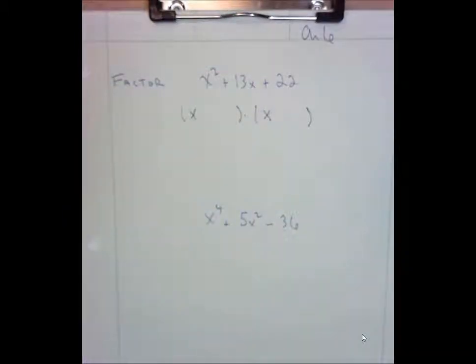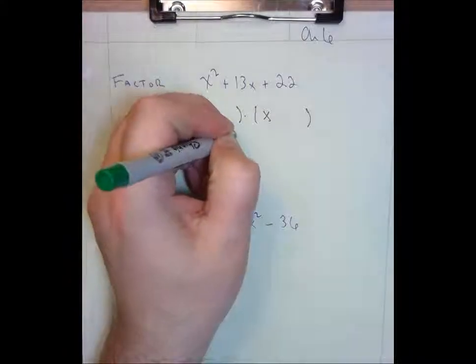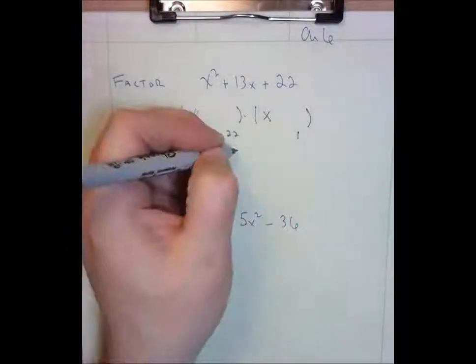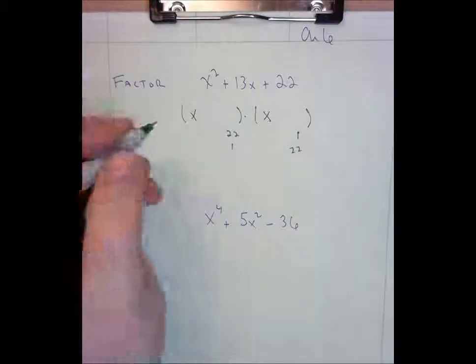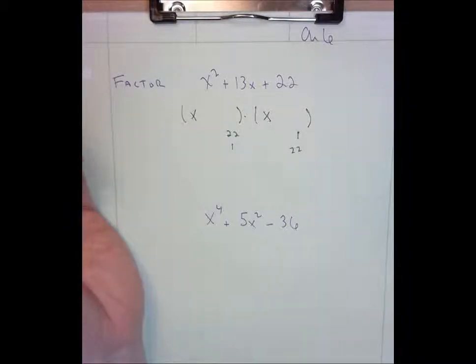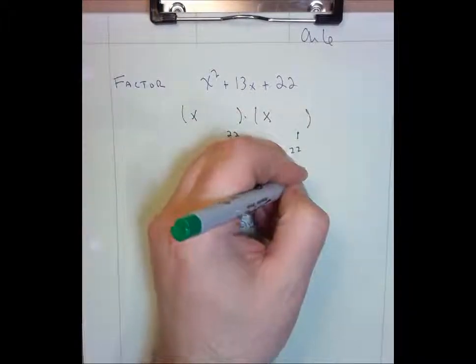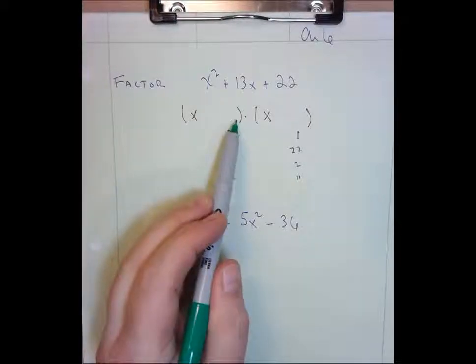Well, the first part's easy. It's very likely that both of these binomials led off with x. And then on the back end, you've got some choices. Maybe there was a 22 and a 1, or a 1 and a 22, or what other numbers multiply together to make 22? How about 11 and 2, or 2 and 11, right? So there's a whole bunch of different options for the two constants that can go there and there.